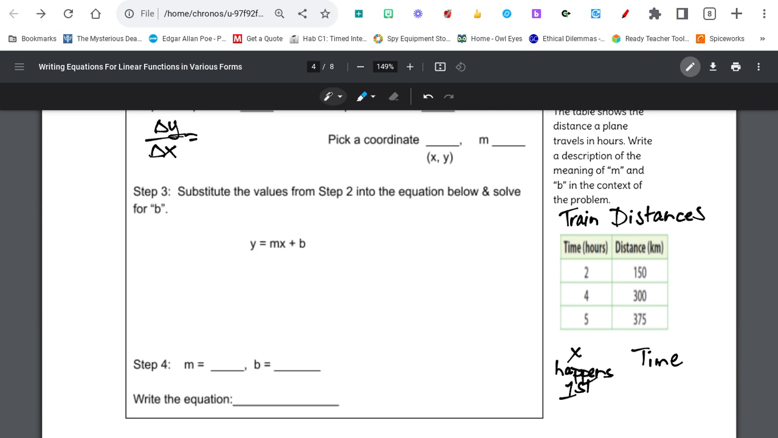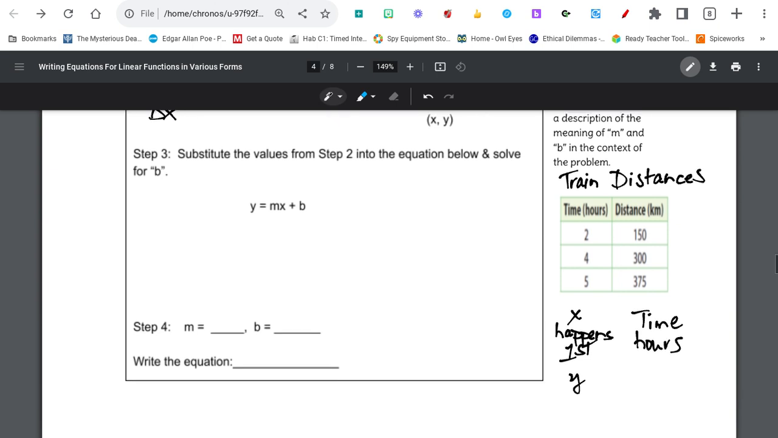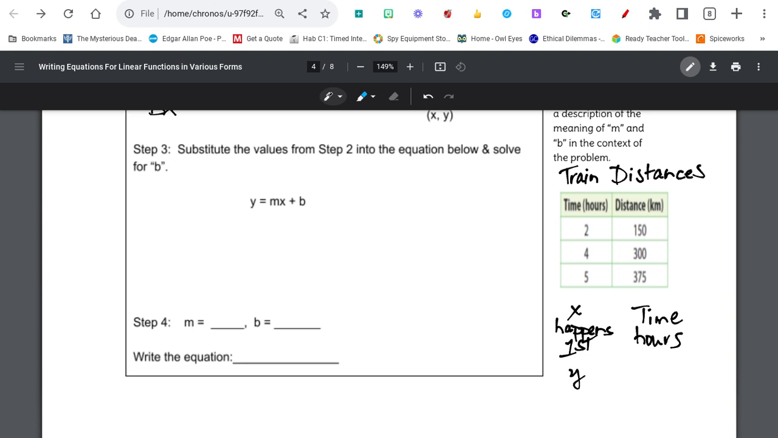And I want to tell you something, guys. Whenever you're dealing with time, time will always be X because time always happens first. You can't do anything without time, okay? You got to have some time go by before you can do anything. So time is in terms of hours. And the thing that happens next is the train moves. It goes a certain distance. So distance in kilometers is your Y.